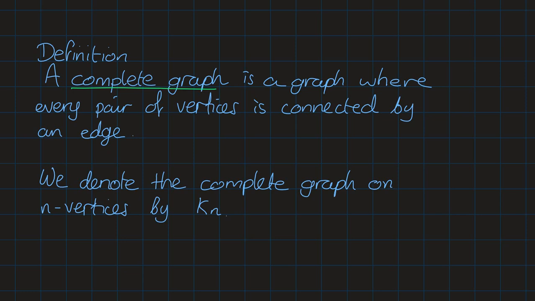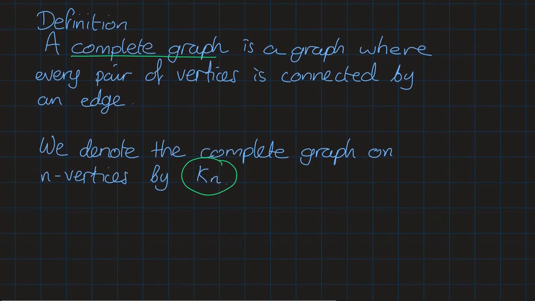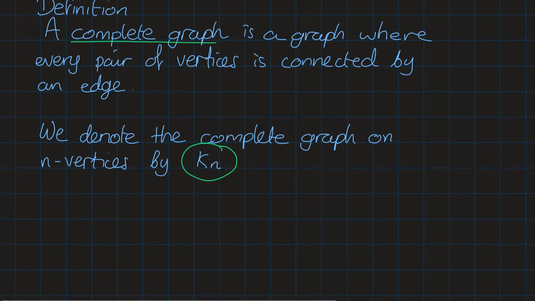Okay? And the notation we use to denote a complete graph is K subscript n. This means the complete graph on n vertices, where n is a number. So the complete graph isn't just one graph, it's a different graph for every n. If you give me an n, there's a complete graph on n vertices.